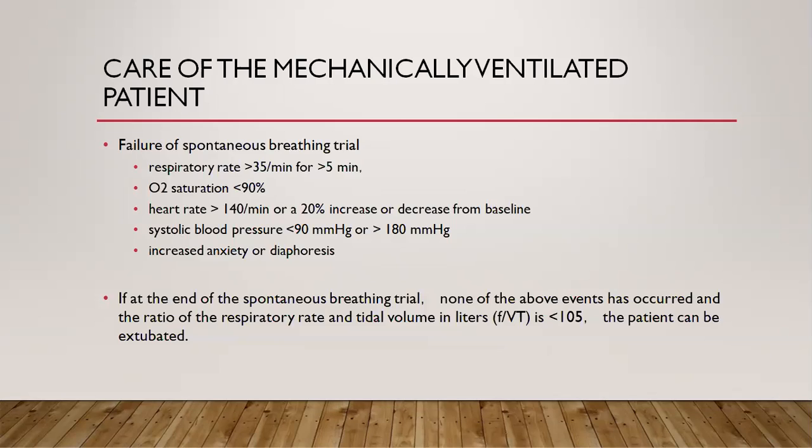If you notice that your patient has episodes of desaturation, so O2 saturation of less than 90%, an increased heart rate, so nagtachycardia, or a 20% increase or decrease from baseline. If there's an episode of hypotension, a systolic blood pressure of less than 90 or more than 180. And when you notice that your patient has increased anxiety or is diaphoretic, so you hook the patient to the ventilator.